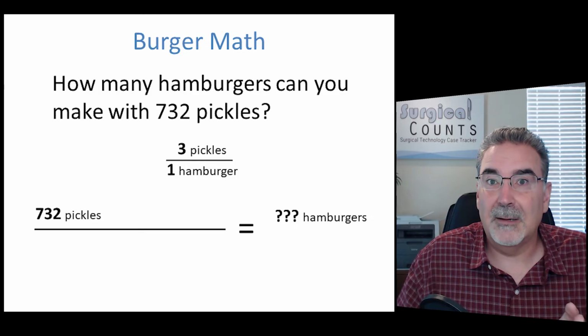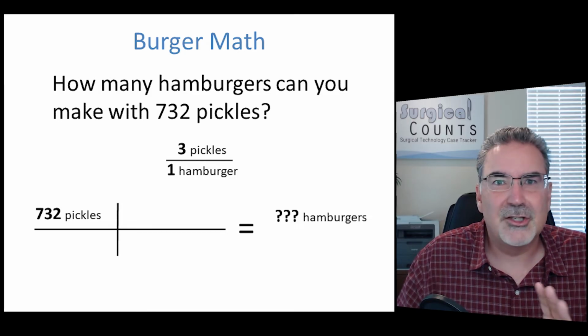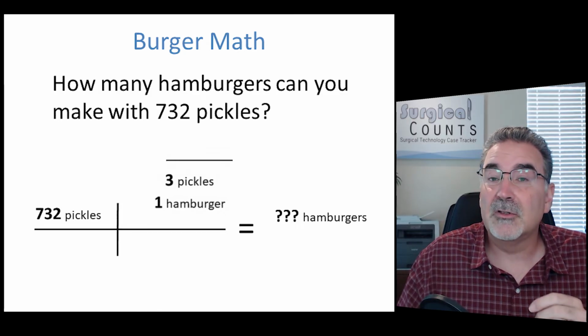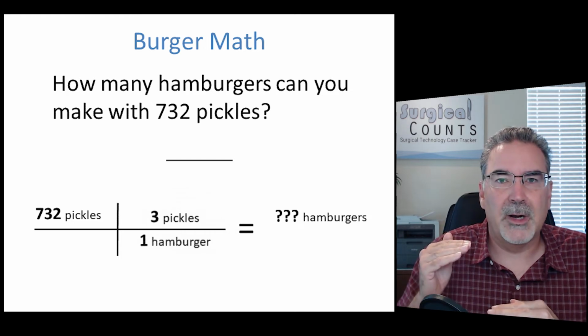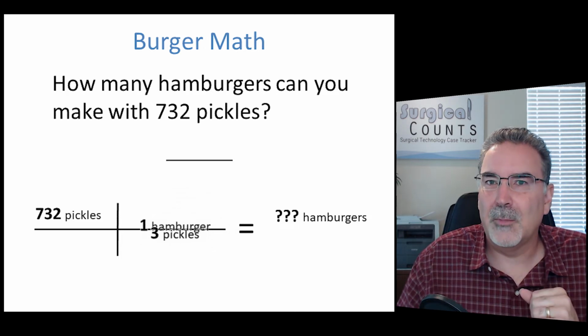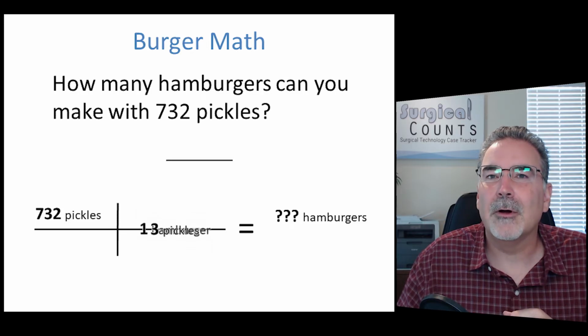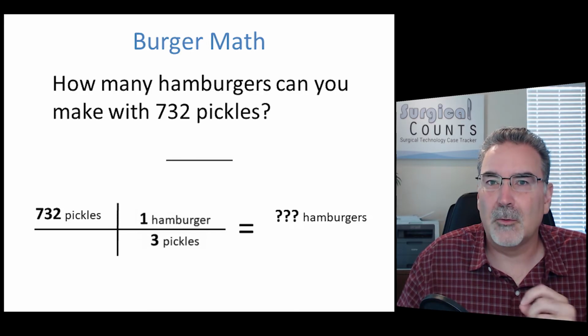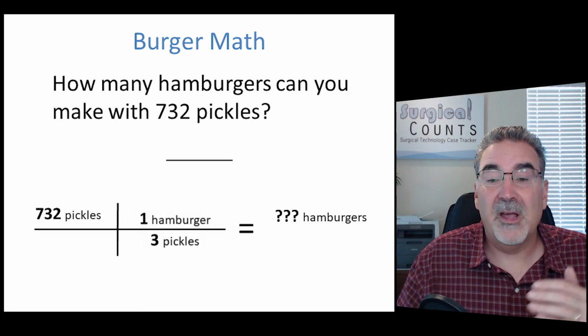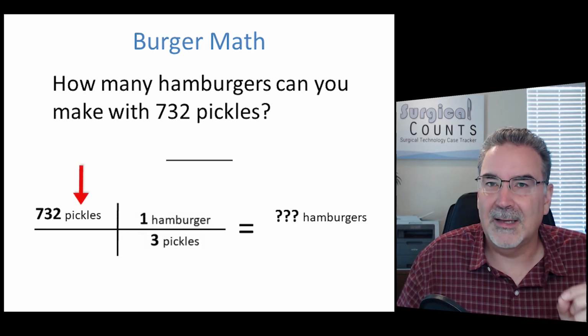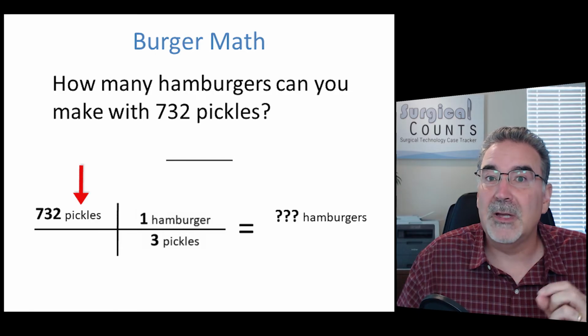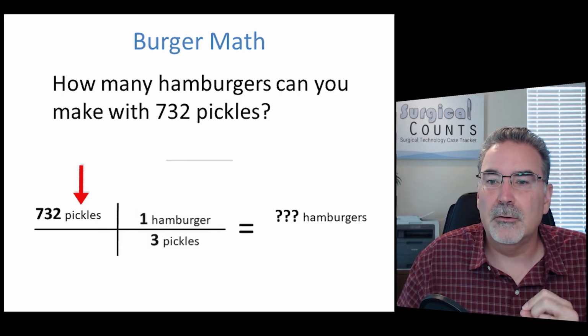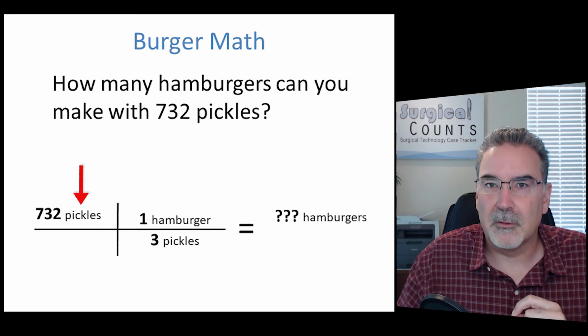So let's go through the steps. First, we're going to draw a vertical line just to keep things neat. Then we're going to use our relationship. 3 pickles over 1 hamburger, or 1 hamburger over 3 pickles? Which one are we going to use here? Well, we have pickles at the top and we want to cancel out pickles. So we're going to put pickles at the bottom. We're going to use 1 hamburger over 3 pickles.